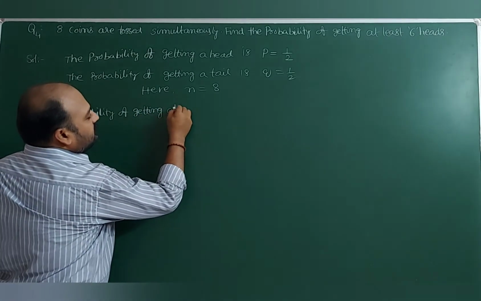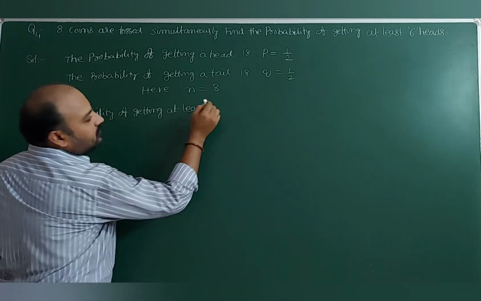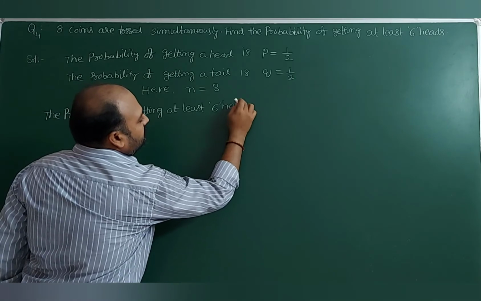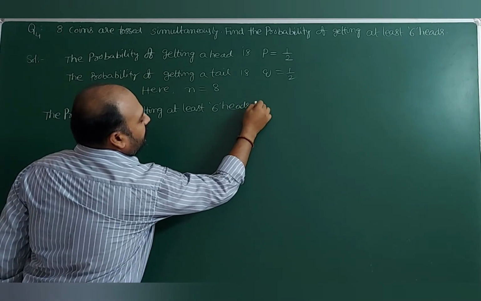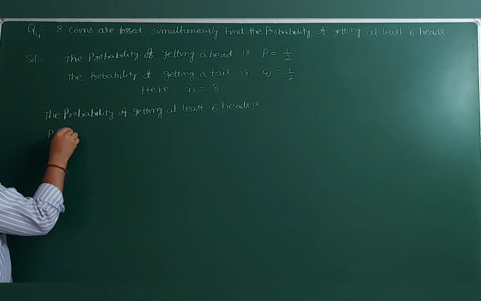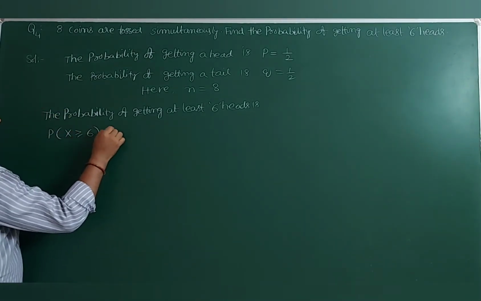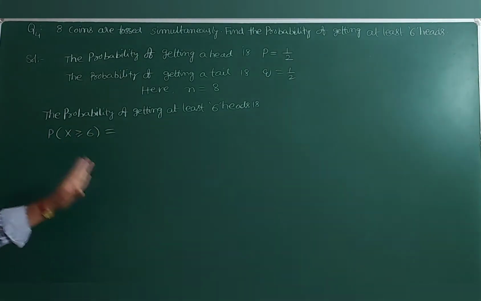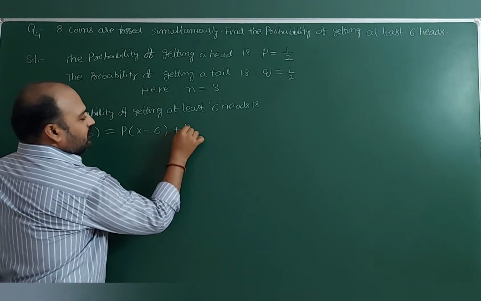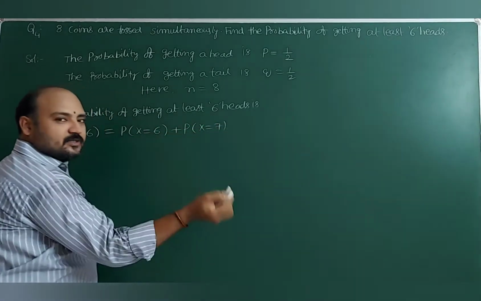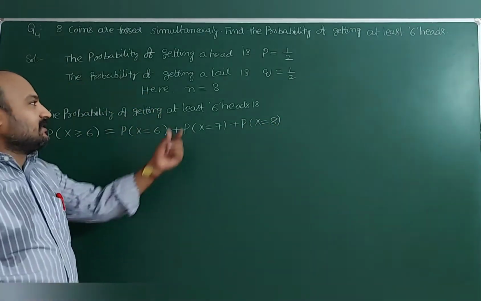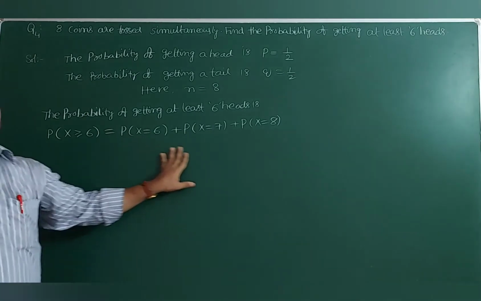at least 6 heads is P of x is greater than or equal to 6. Greater than or equal to 6 means P of x is equal to 6 plus P of x is equal to 7 plus P of x is equal to 8. Maximum 8 number is there, that is the reason we are writing this.